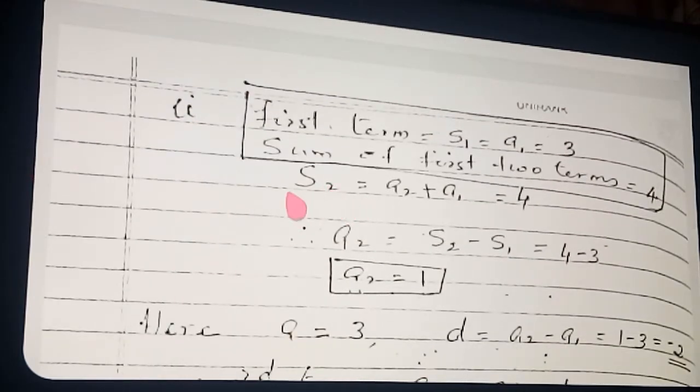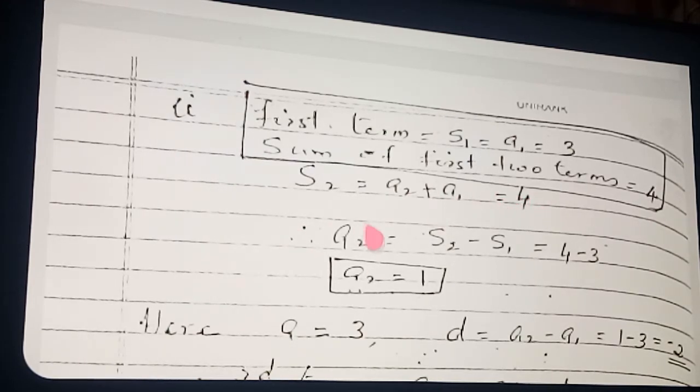See here. S2 means what? A2 plus A1. A2 plus A1 how much got? 4. So A2 is equal to S2 minus S1. A2, what I wrote? S2 minus S1. A2 is equal to sum of two terms minus sum of the first term. S2 how much? 4 and S1 how much? 3. So 4 minus 3 you got A2 is equal to 1. So from this one very clear, you know the first term. What is the first term? A1 or A is equal to 3. First term got now. And common difference D, how getting? A2 minus A1. Are you clear?